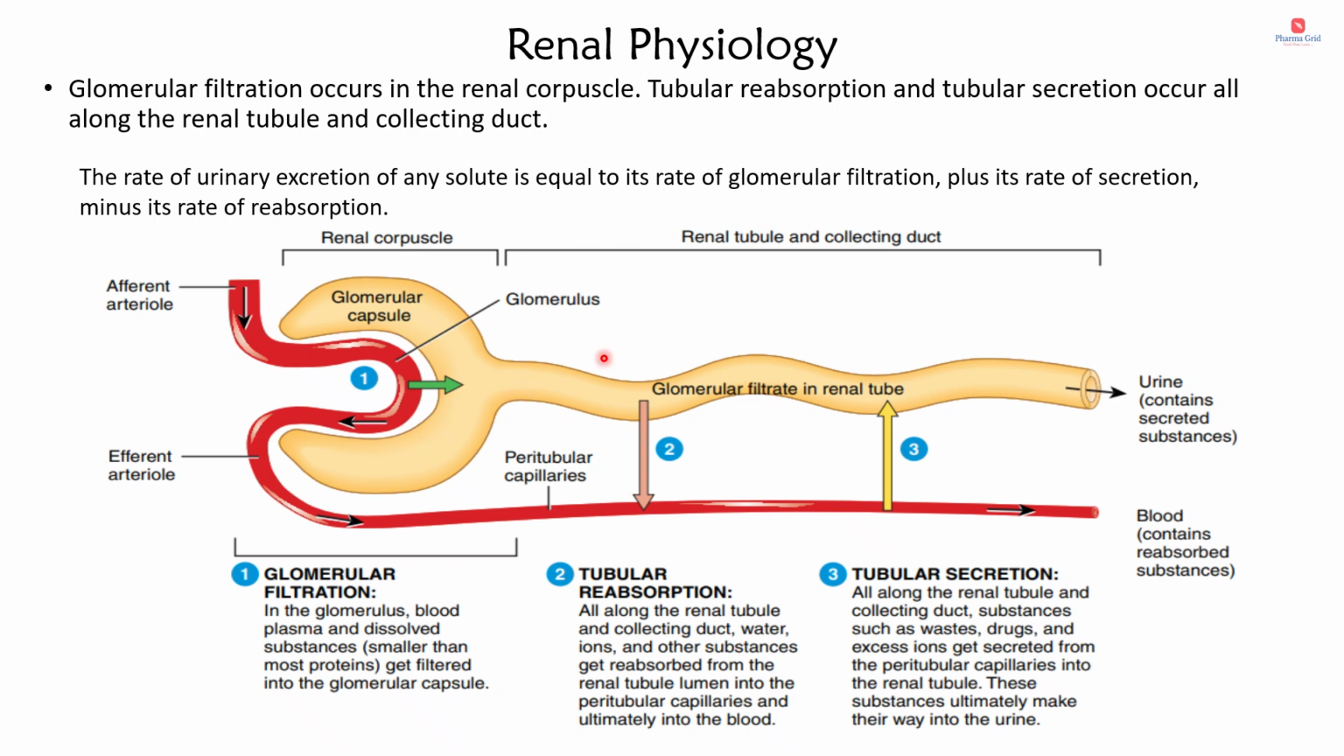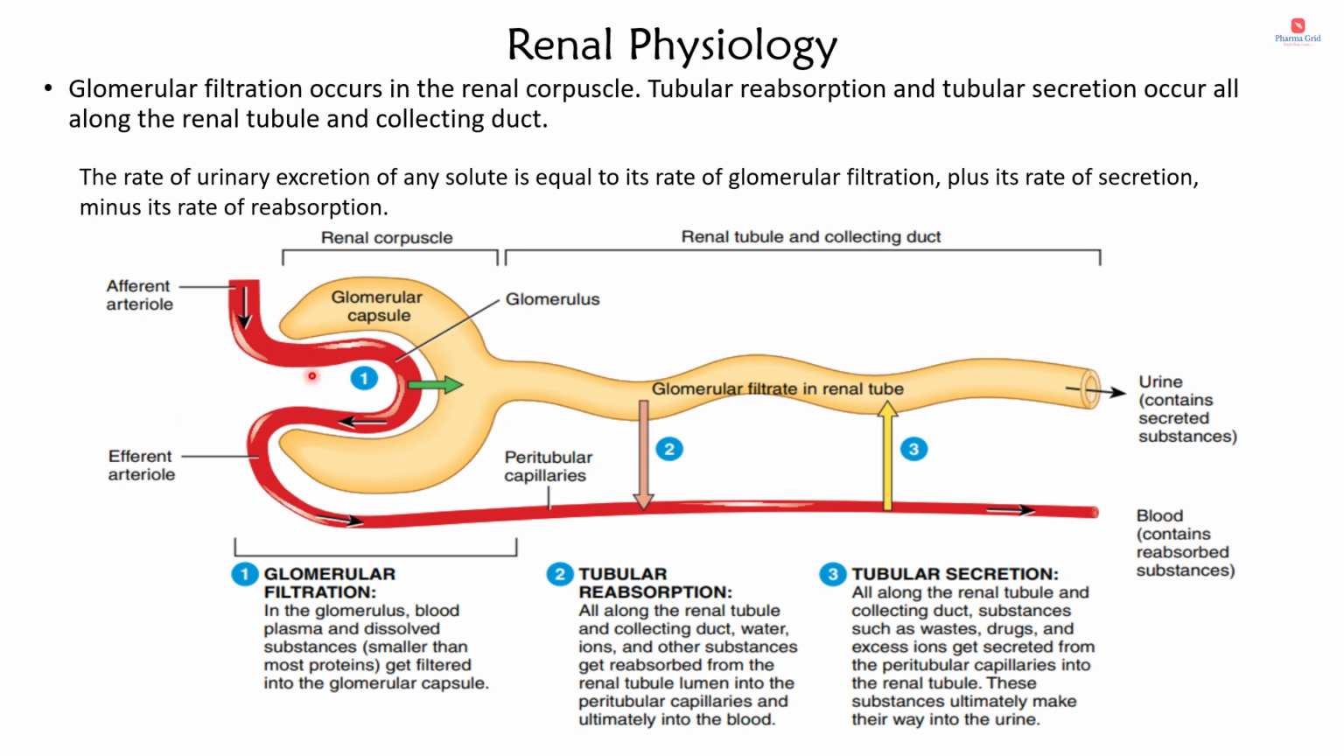So again, this is the structure of a nephron. Here you can see the renal corpuscle, the renal tubule and the collecting duct. Here you can see the glomerulus and the glomerular capsule. The glomerulus is mainly the capillary network, and here you can see the afferent arteriole that carries the oxygenated blood, and here the efferent arteriole. This efferent arteriole continues as peritubular capillaries parallel to the PCT.